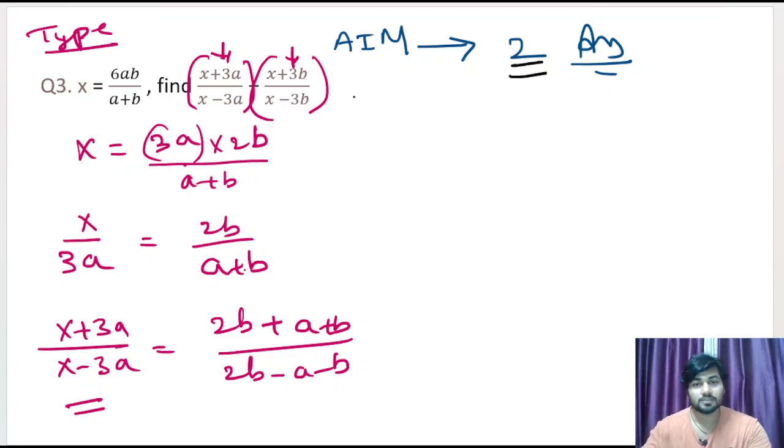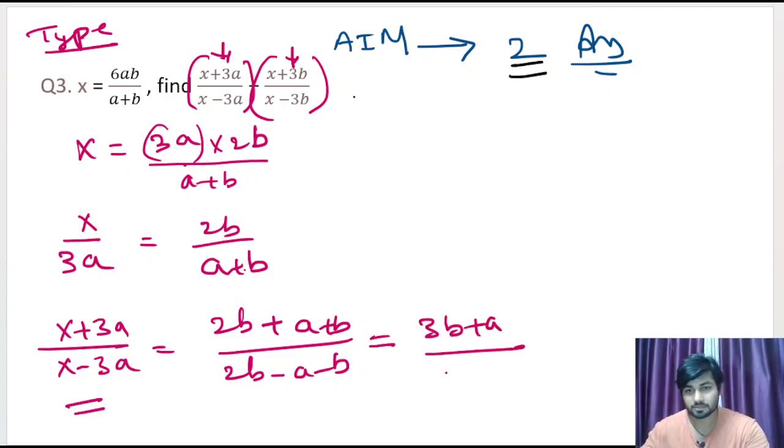C. Now what can I have here? It will be 3b plus a, right? And what will be here? It will be b minus a. This is my equation 1. Let me write it again.